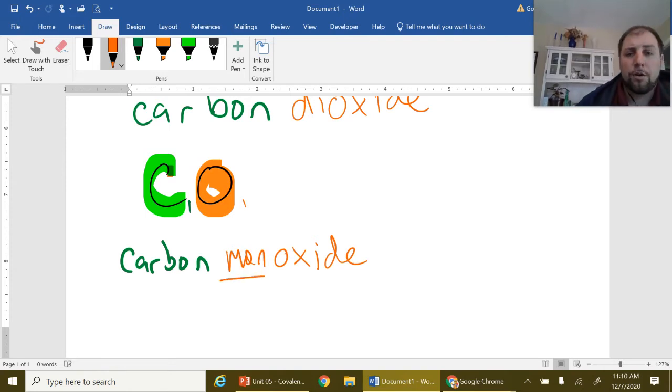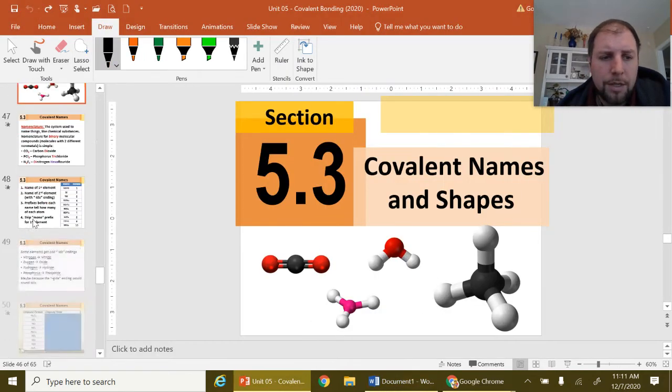Okay, or mono for 1. All right, so that's how this system works. It's just how many of the first atom you have, and then how many of the second atom you have with that IDE ending. Okay, so let's take a look.